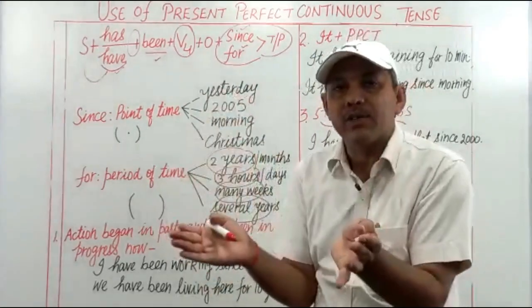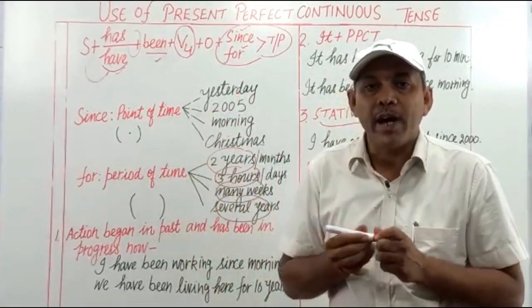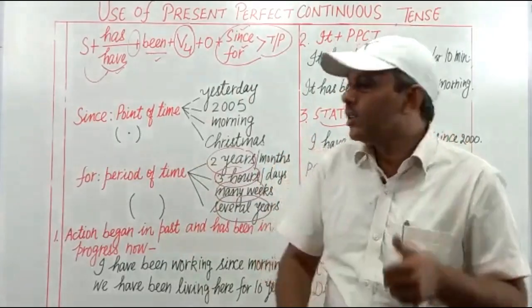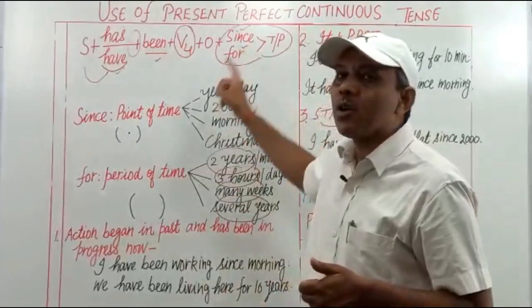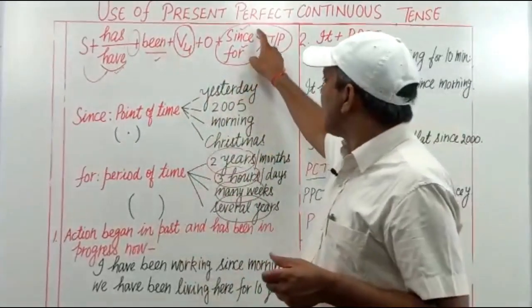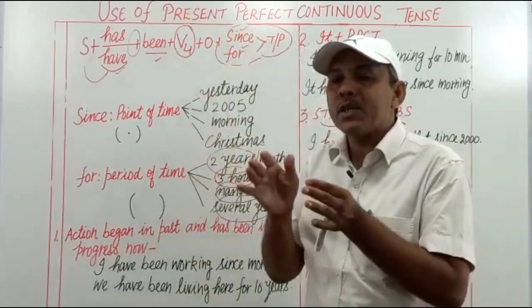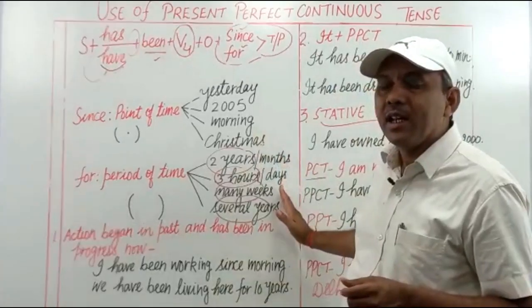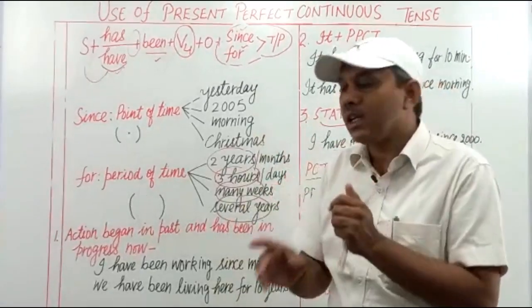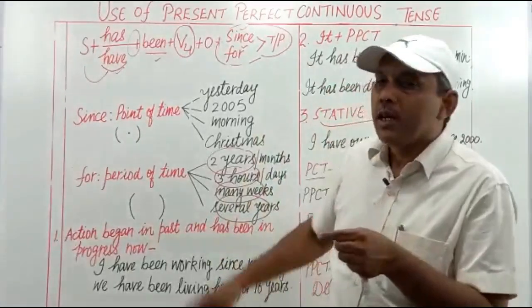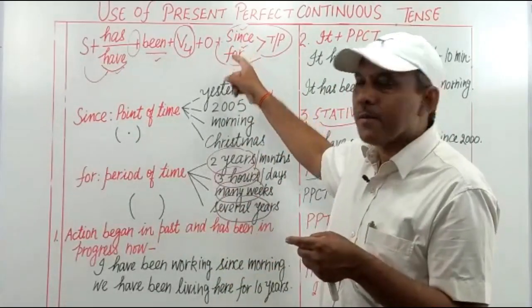अगर आपको पॉइंट ऑफ टाइम और पीरियड ऑफ टाइम के बीच का डिफरेंस समझ आ गया तो कभी भी आपसे सिंस और फॉर से रिलेटेड गलती नहीं होगी. कई बार सिंस और फॉर को ही आपसे फिल इन करवा लिया जाता है. अगर आपको ये कॉन्सेप्ट क्लियर है कि कौन कौन से पॉइंट ऑफ टाइम होते हैं, कौन कौन से पीरियड ऑफ टाइम होते हैं, तो यू विल बी एबल टू मेक दिस सेंटेंस करेक्ट.